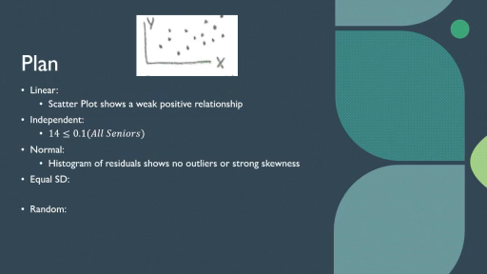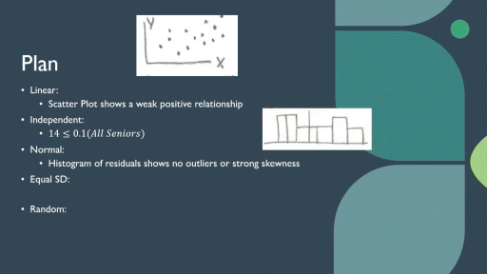Is it normal? You check the histogram of the residuals and you want to see if there's any outliers or skewness. That's what it looks like. It doesn't have to be perfect. You're just looking for the general shape of it. Looks like we're right there. Next up is the equal standard deviation.